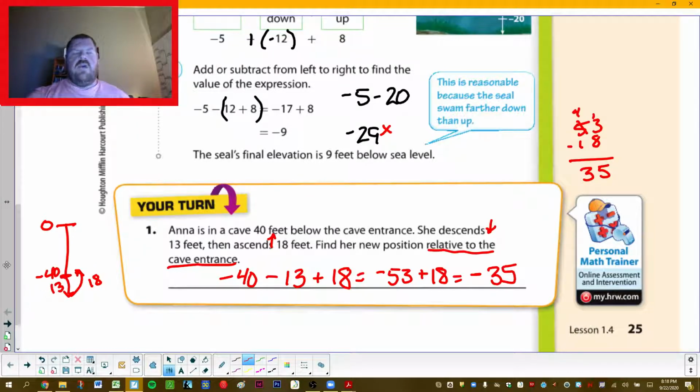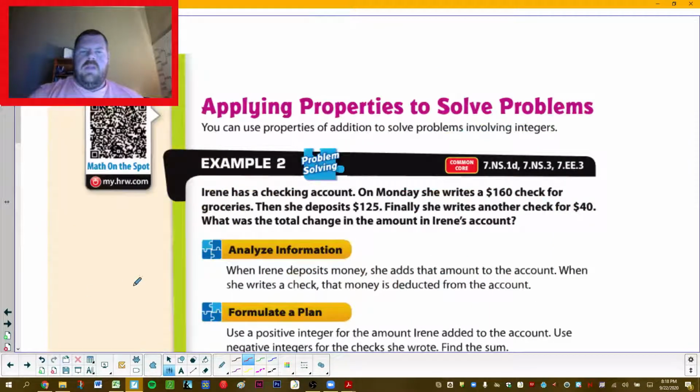Okay, so that makes sense. I would believe it because of that picture right there. Okay, let's look at applying properties to solve problems. It says that we can use properties of addition to solve problems involving integers.